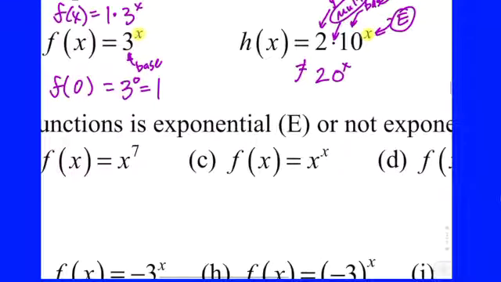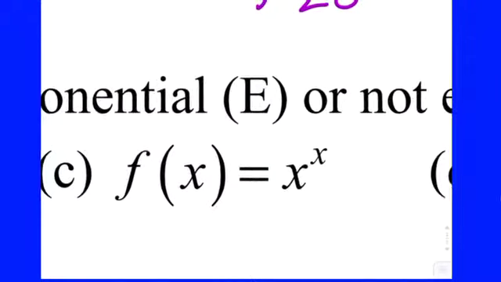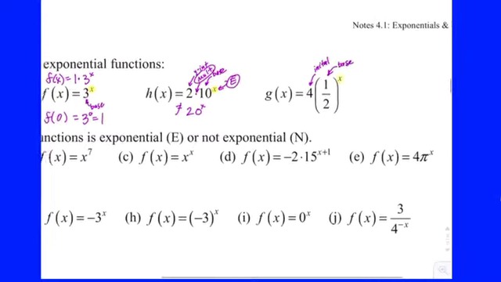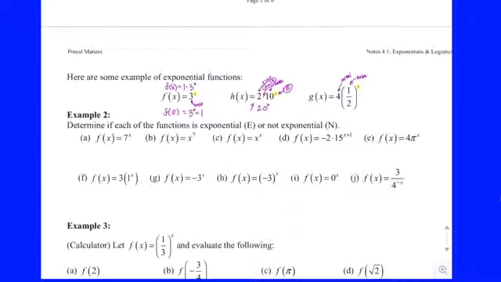Okay, so now that you know what they look like, example 2 says determine if each of the following is an exponential function, E for exponential, or not an exponential function, N. So go ahead and do the first line, A through E, on your own. E for exponential, N for not exponential.